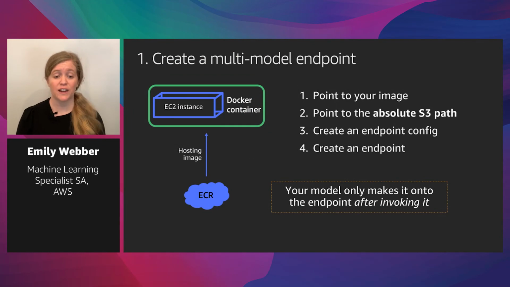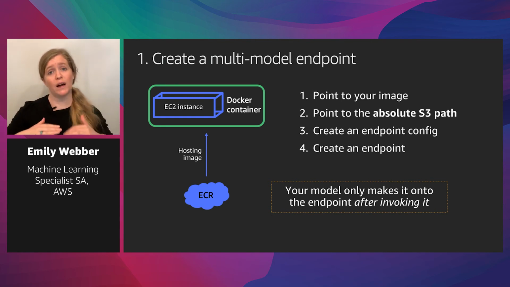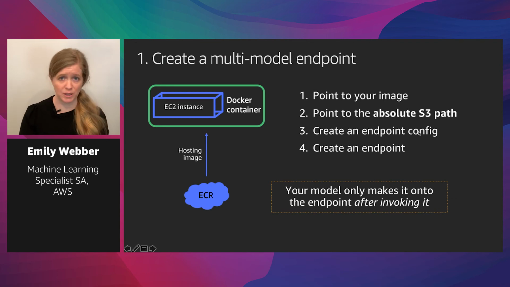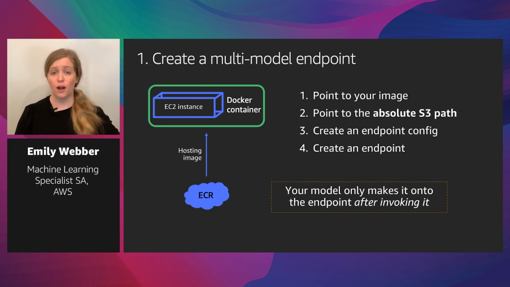Now, we want to learn how to create multi-model endpoints. So a multi-model endpoint lets us host multiple models from the same framework on a single endpoint. So multiple XGBoost models, multiple scikit-learn models, multiple KNNs, and we're going to be able to host these again on a single instance. So when we go to create this, we want to first point to our image in ECR. We want to point to the absolute S3 path. So that is the absolute path where our model artifacts are stored in S3.